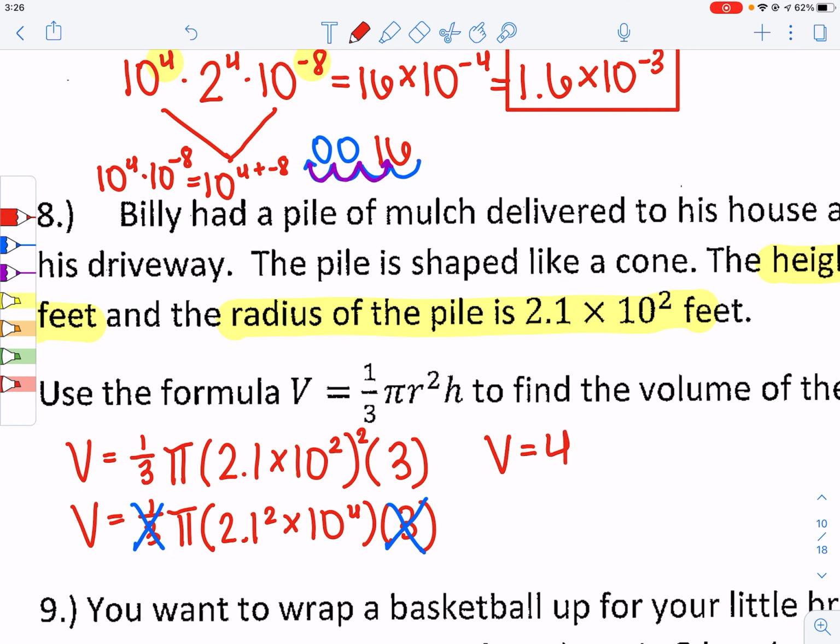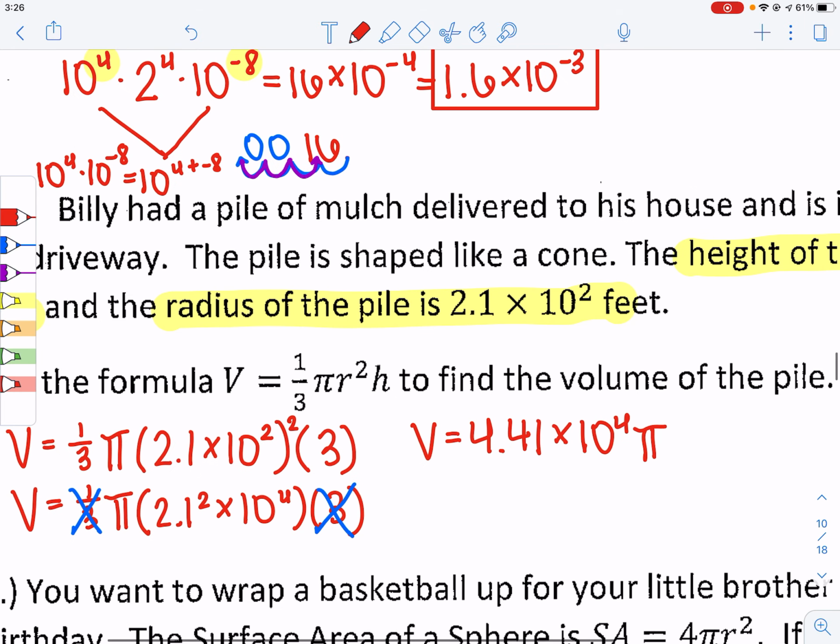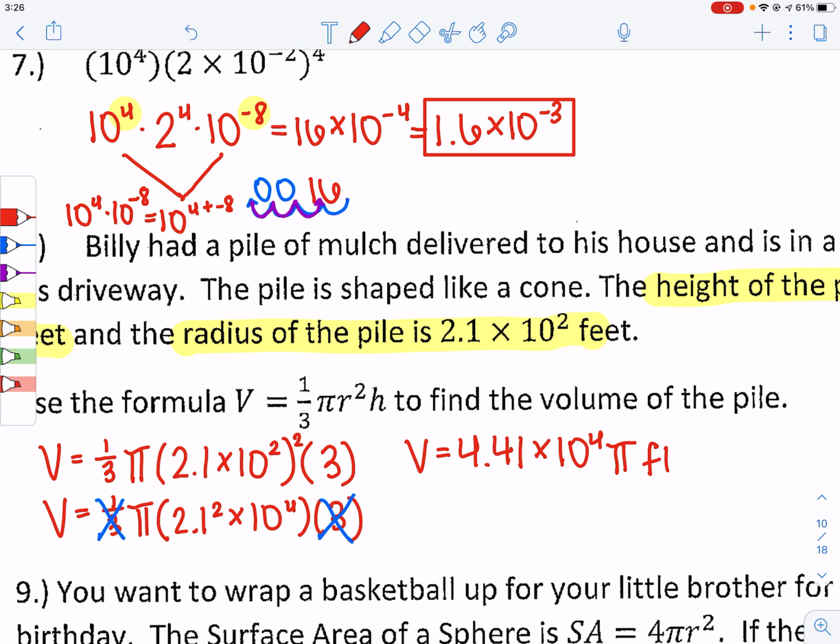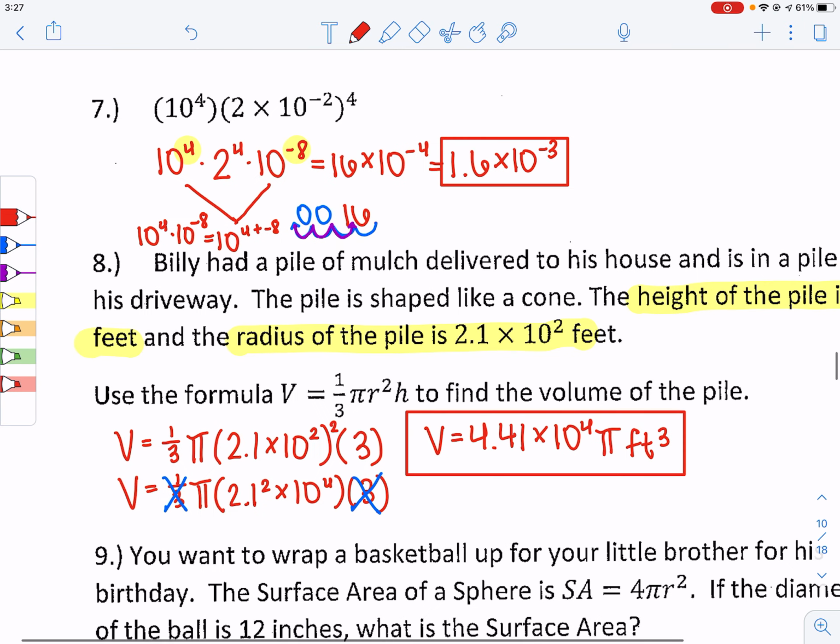Okay, so that's this simplified. We don't have this 1/3 or 3 anymore, but we do still have pi. So whenever they ask for an exact answer, this would be it, and then it's volume, so let's label it feet cubed. So if they ask for an exact answer, it would be this. And then if they want a rounded answer, it just depends on what they ask for. If they want an exact answer, you would say 4.41 times 10 to the fourth pi, and you always put this pi at the end.